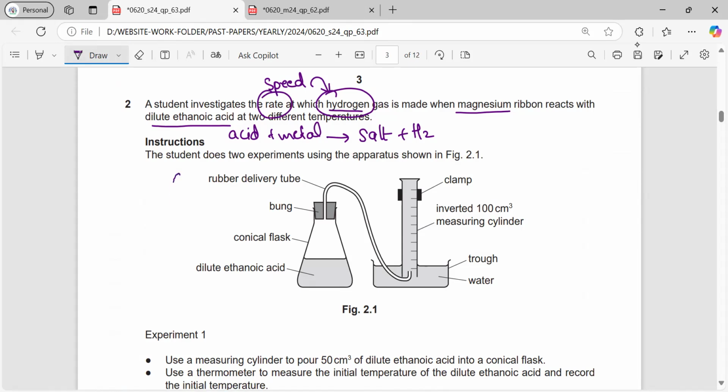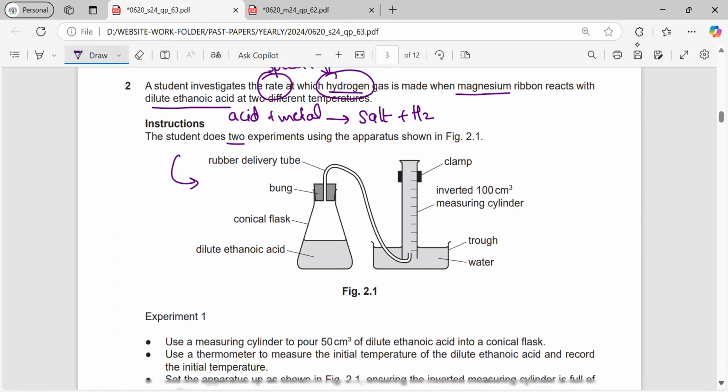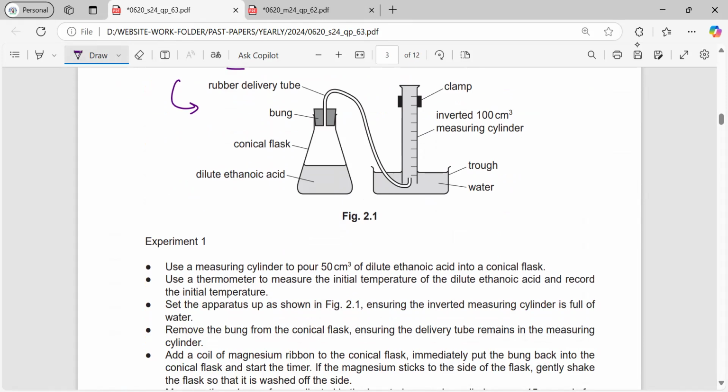This is the experiment. The student does 2 experiments to find out the rate of the two experiments and which one will be faster, which one will be slower. So this is the apparatus. Here in the flask, the student is using ethanoic acid. Conical flask, there's a bung, delivery tube, and through the delivery tube, the hydrogen gas enters into the measuring cylinder. Hydrogen gas collects at the top and the water level comes down.